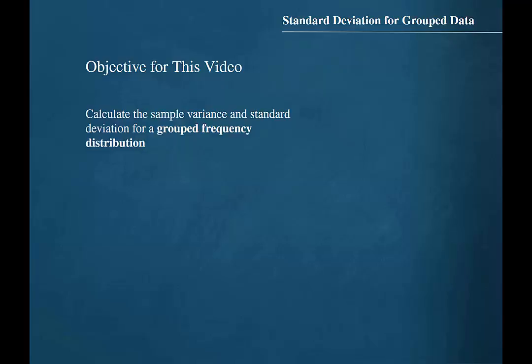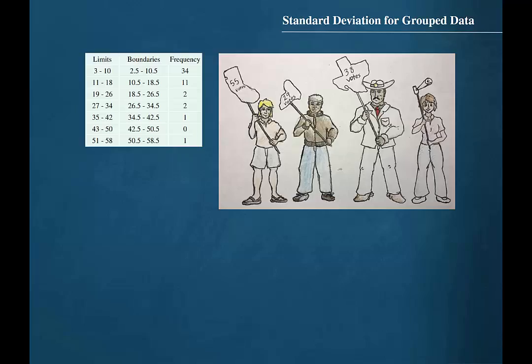The objective for this video is to calculate the sample variance and standard deviation for a grouped frequency distribution. In previous videos, we used the data for the number of electoral votes allocated to each state in order to construct a grouped frequency distribution and then to estimate the mean for the grouped data.